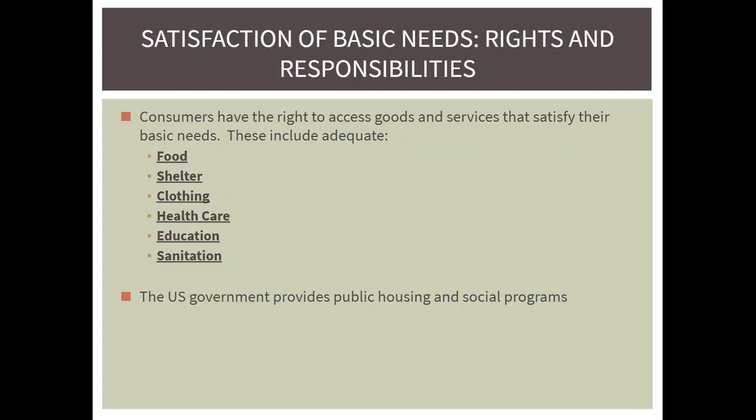Satisfaction of basic needs. Consumers have the right to access goods and services that satisfy their basic needs. These include adequate food, shelter, clothing, health care, education, and sanitation. The U.S. government, in turn, provides public housing and social programs. So, in other words, all those things that are basic needs that should be met, there are some type of government organizations in play that provide them.